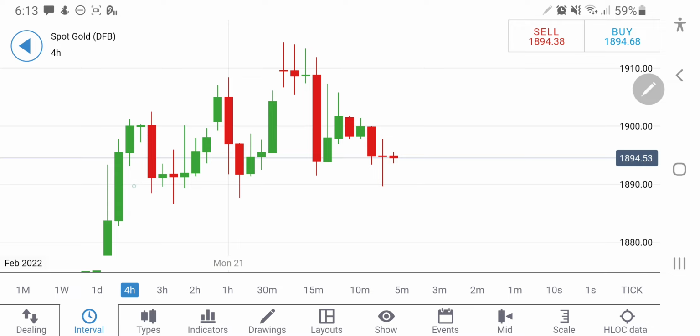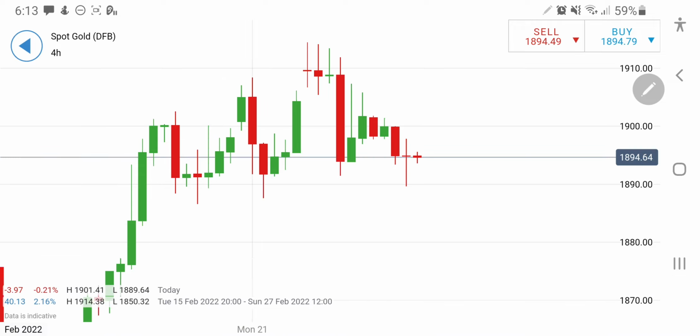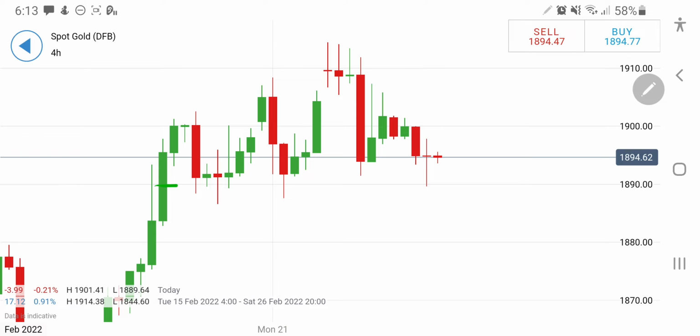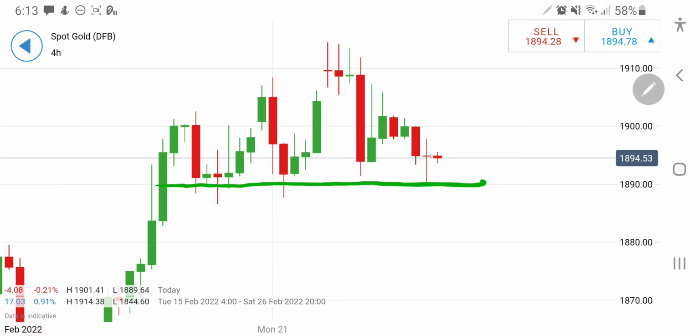Now, this is the 4-hour chart for gold, and you can see on the 4-hour chart that it has its support clearly defined at 1890 levels. Also, look at this, the previous candle shows indecision, neither going up nor going down, and closed at 1895 levels.